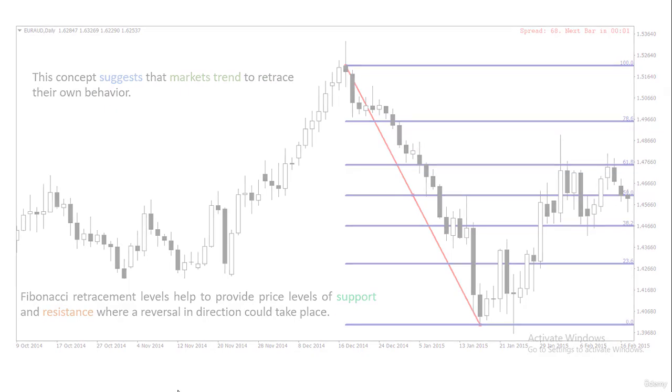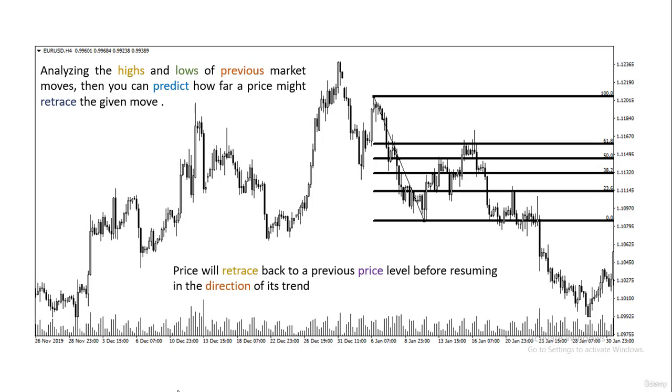Formation of Fibonacci retracement. Fibonacci retracement is typically used to enter trades. By analyzing the high and low of a previous market move, you can predict how far the price might retrace the given move. The idea is that during the new trend direction, price will retrace back to a previous price level before resuming in the direction of its trend. So Fibonacci retracement has potential levels where the price can reverse from.